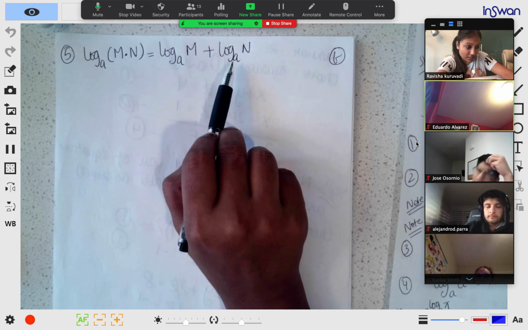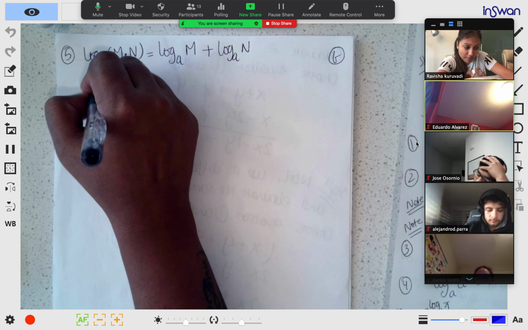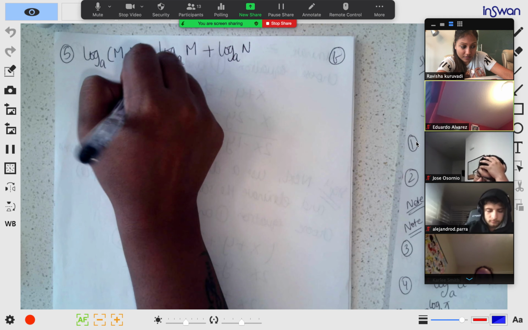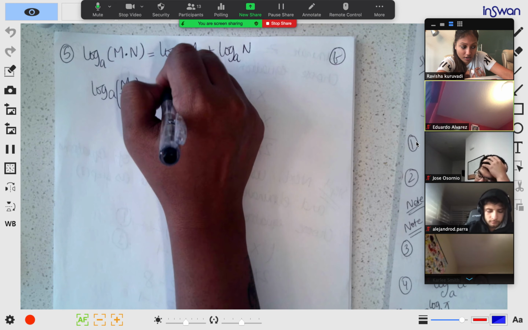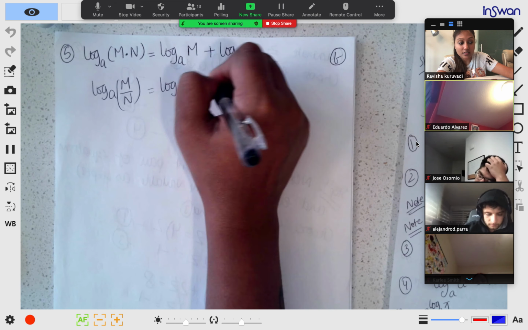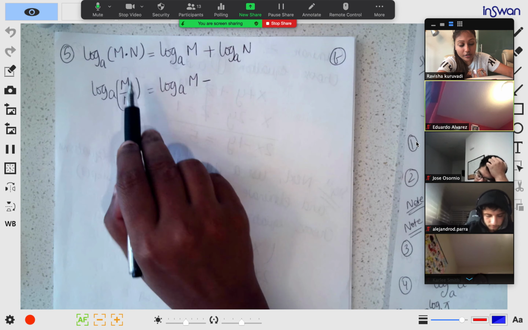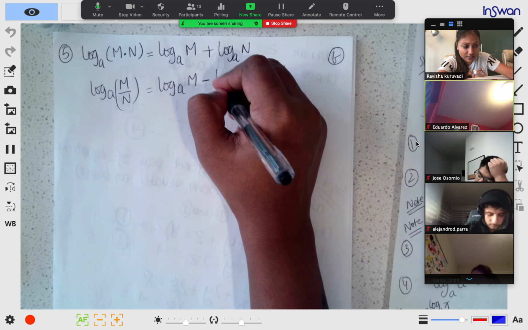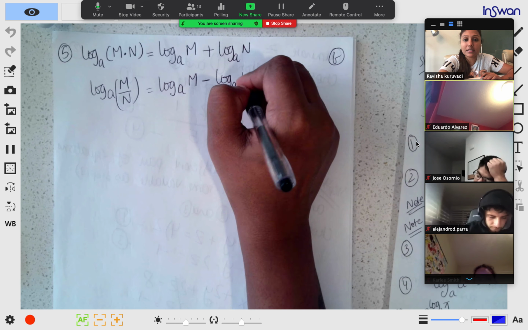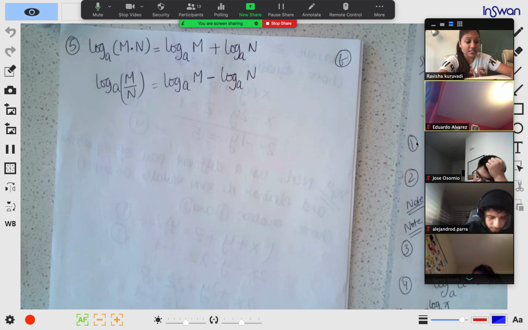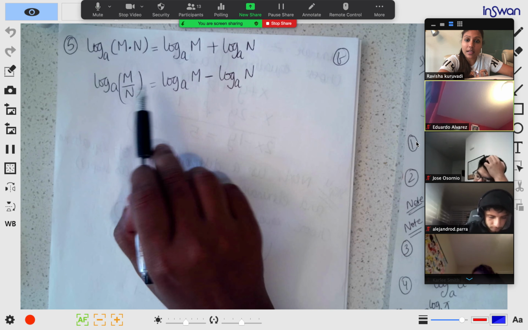Similarly, if you have log a of m over n, it will change into log a of m, but in this case, from the numerator you subtract the denominator. Note my base still remains the same. You're not going to touch your base. If it's a, it will still remain a.